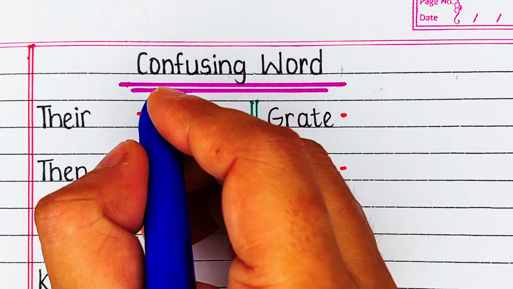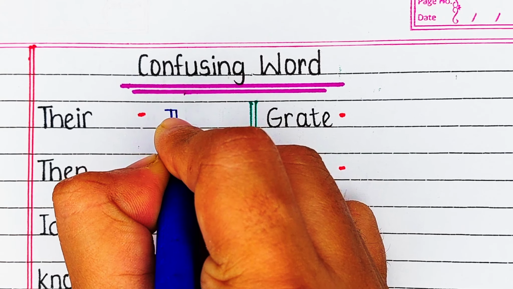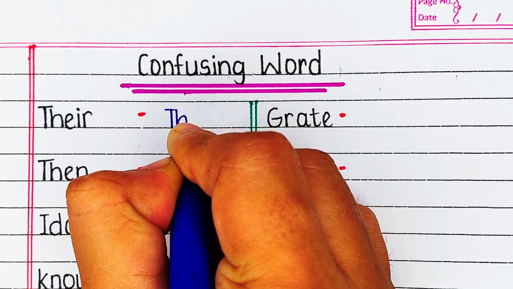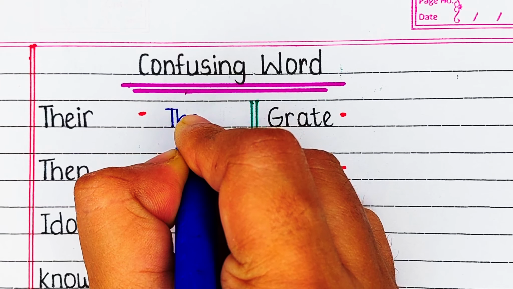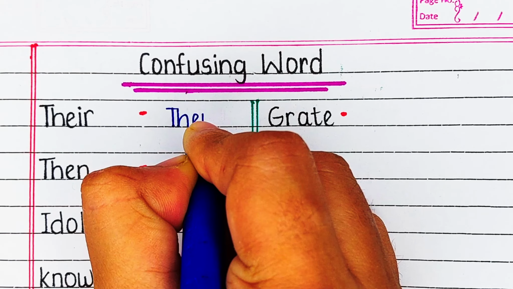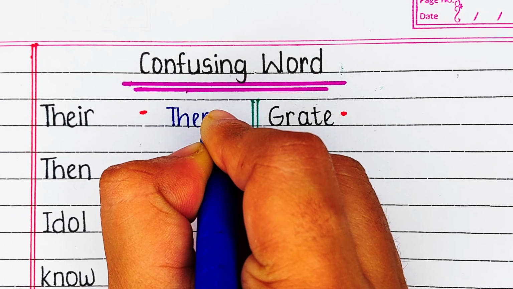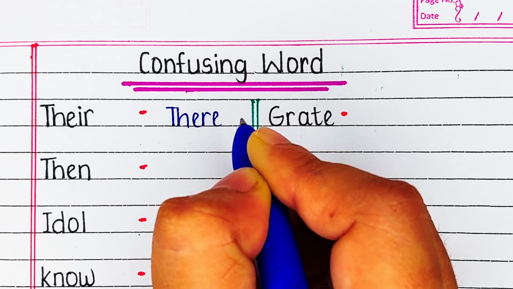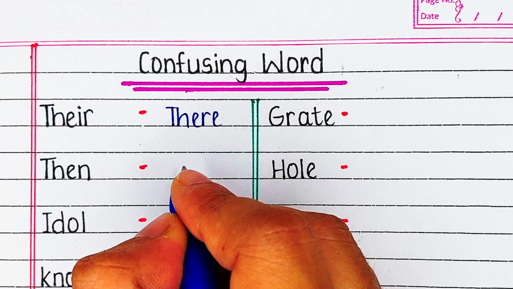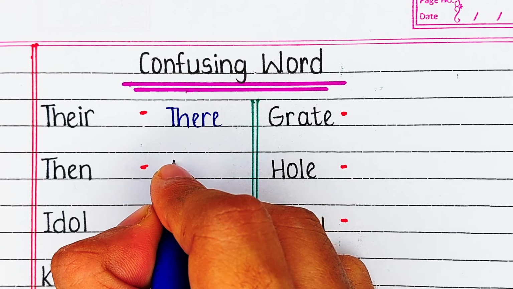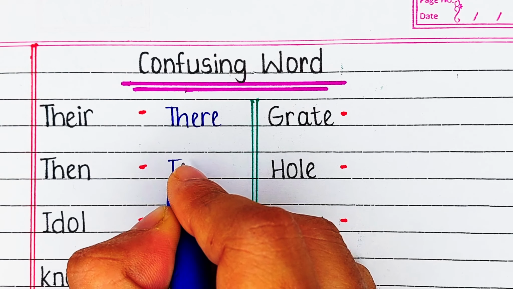In this video, we will learn some confusing words in English. Confusing words are words that might be pronounced the same way but are spelled differently and have different meanings. These are also called homophones. The first pair of confusing words are there.